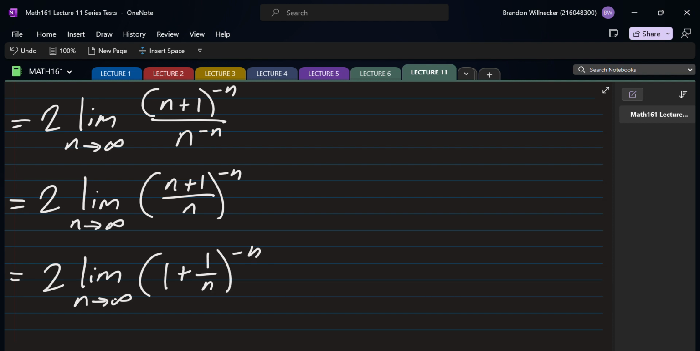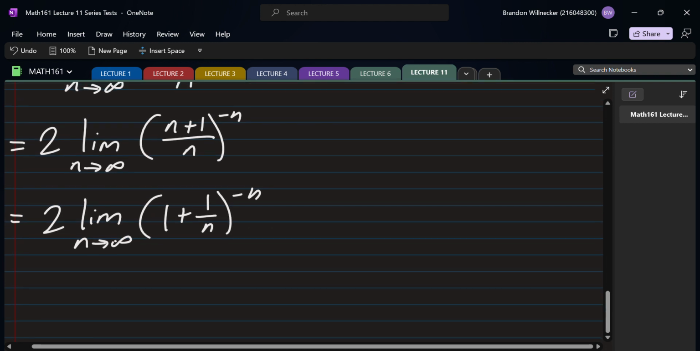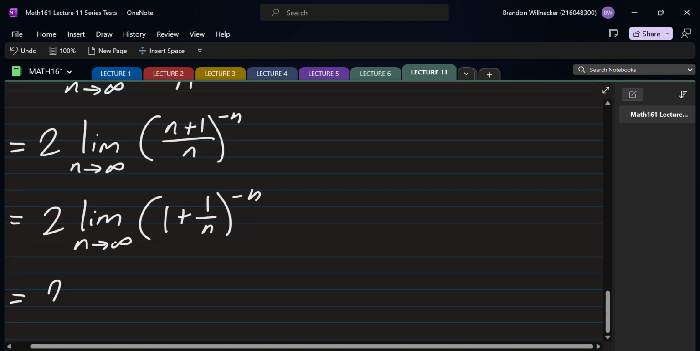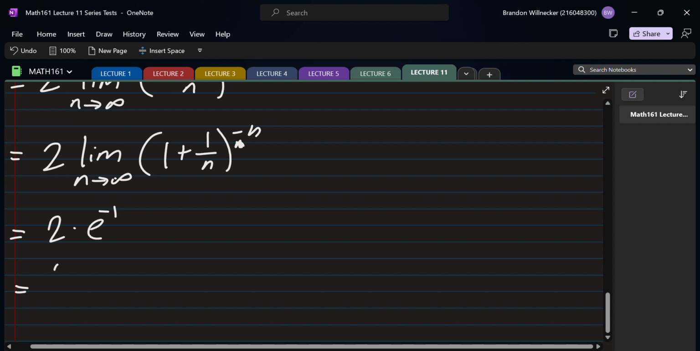Okay, but I'm sure you've seen this limit before. This is the limit for the Euler constant, e. So we can write this as 2 times e to the minus 1 because we've got this minus over there. Okay, so this is going to be 2 over e.